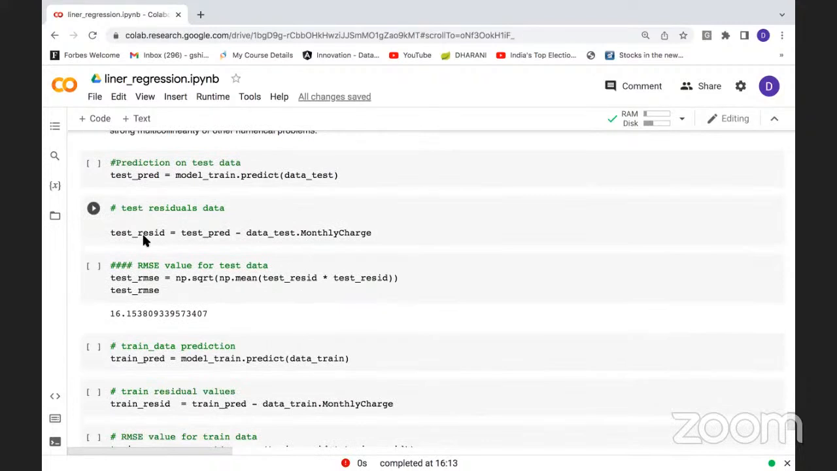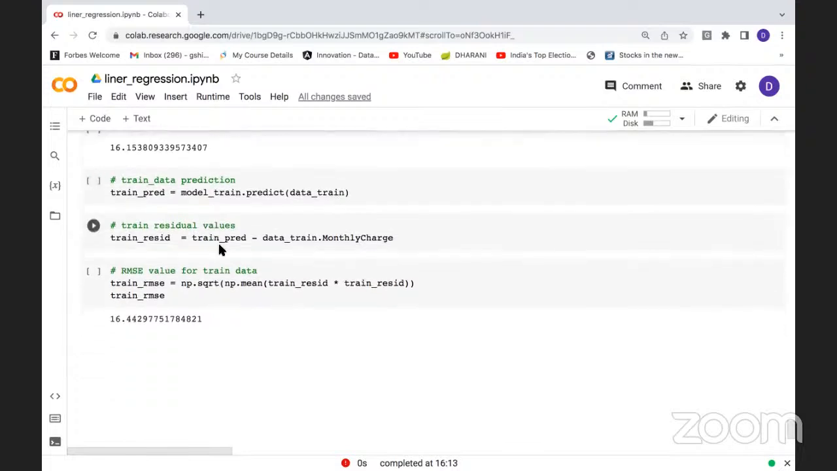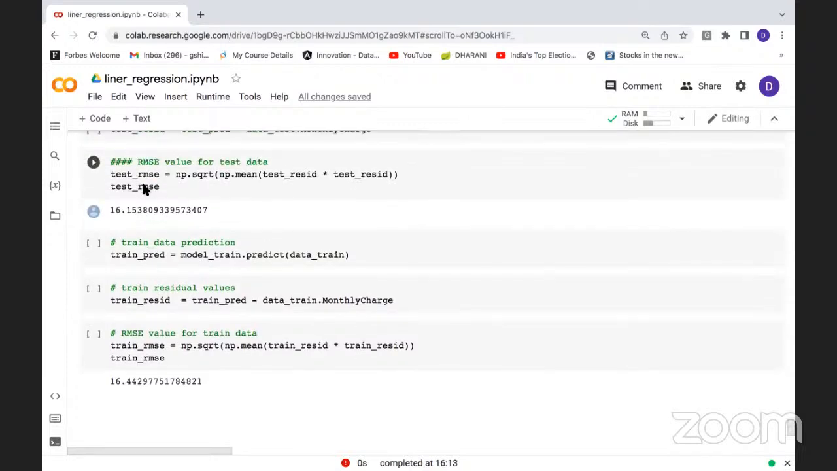Okay, now what am I doing? Test underscore precedes. So I'm trying to calculate actual value minus predicted value. Okay, it is actual value minus predicted value. So NP dot square root of error square, which you got as 16, is your error. Very, very huge data sets we are using here, right? And finally, if you predict on train, then you have the right fit here, 16.44 on the train error, and this is my test error.